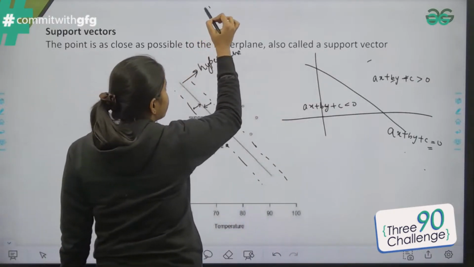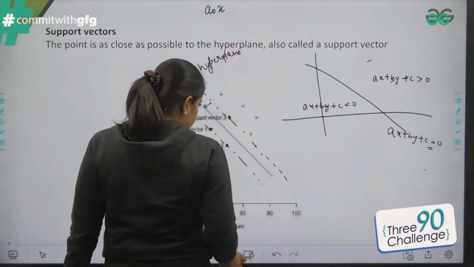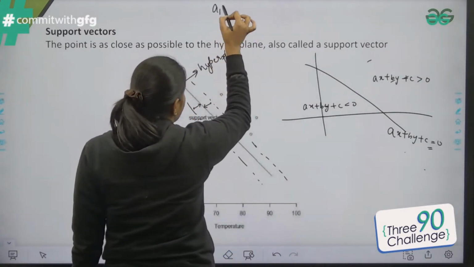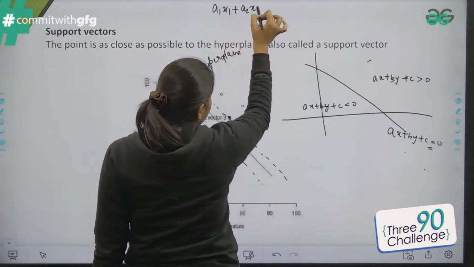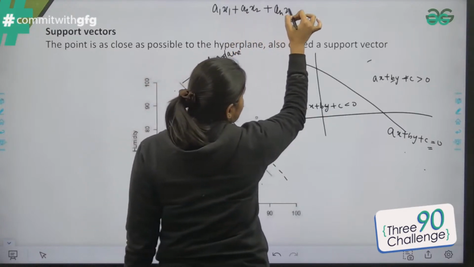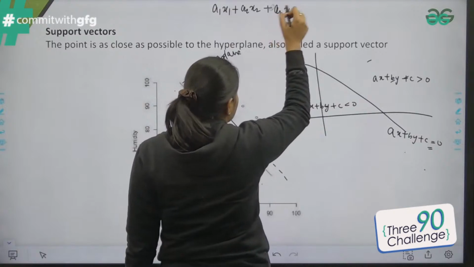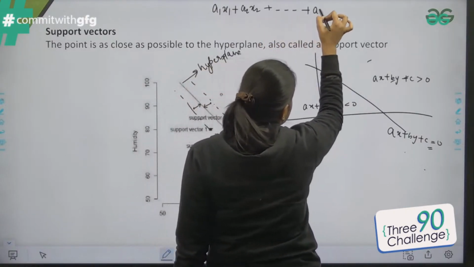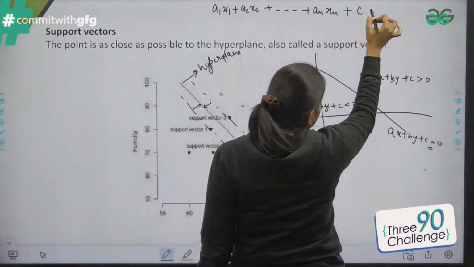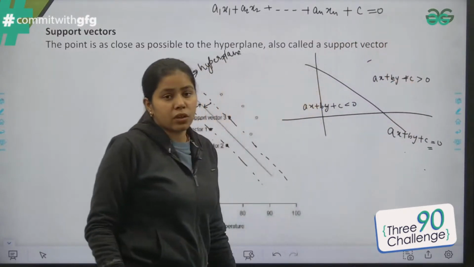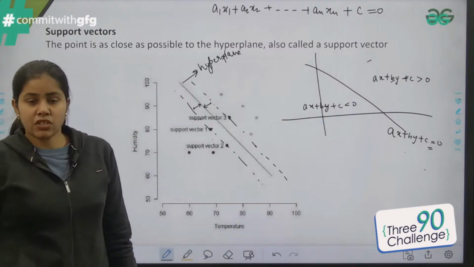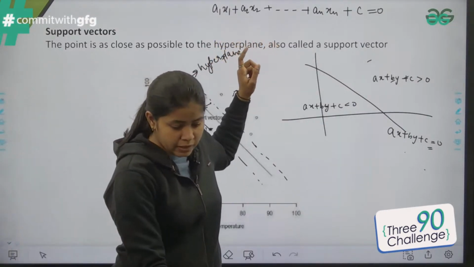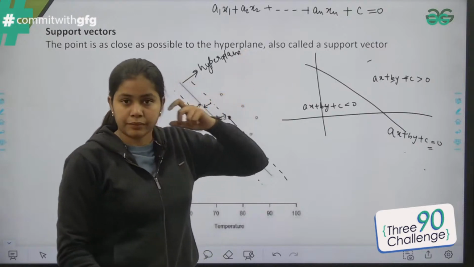Then it would be, let's say, can I write this as a1 x1 plus a2 x2 plus ... plus an xn plus c equals to 0. This would be the equation of a hyperplane if I have n dimensional data. Right, this would be the equation of a hyperplane when I have n dimensional data.